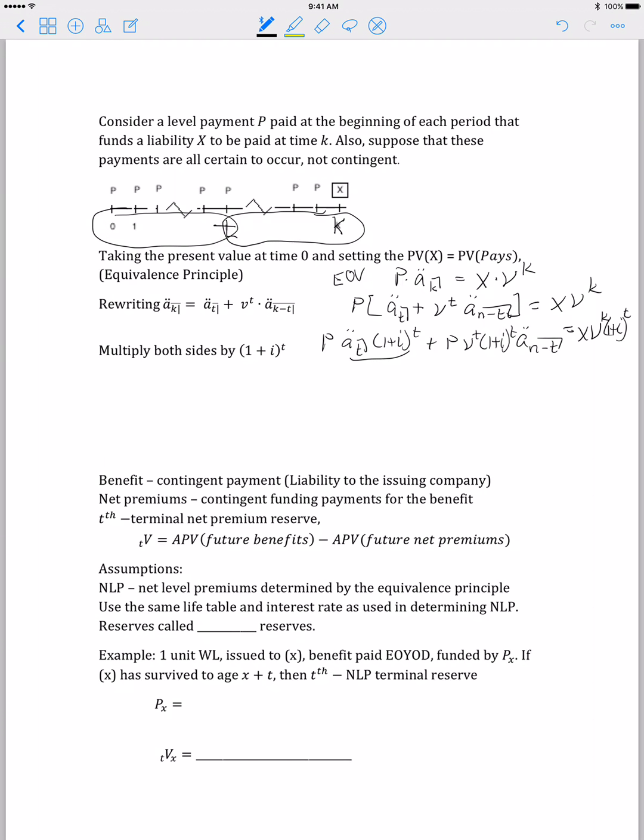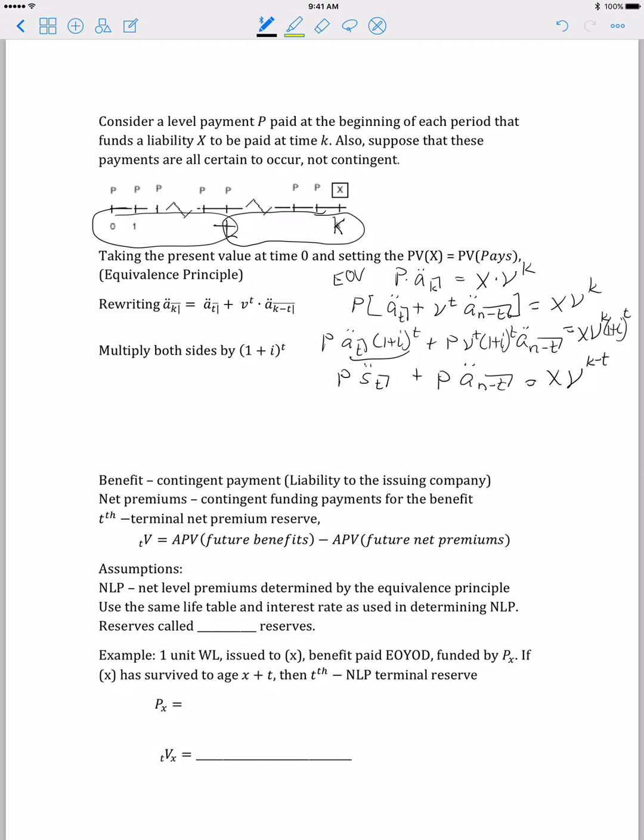Okay, well, the first symbol here turns into the accumulated value symbol, right? When you multiply by (1+i) to the t, this becomes s-double-dot sub t. Got to put the umlaut above it. And in the second symbol, v to the t and (1+i) to the t cancel each other, and I just get annuity due for a period of n minus t. And then the right-hand side, I use the laws of exponents, and I get X v to the K minus t, because (1+i) to the t is v to the minus t power.